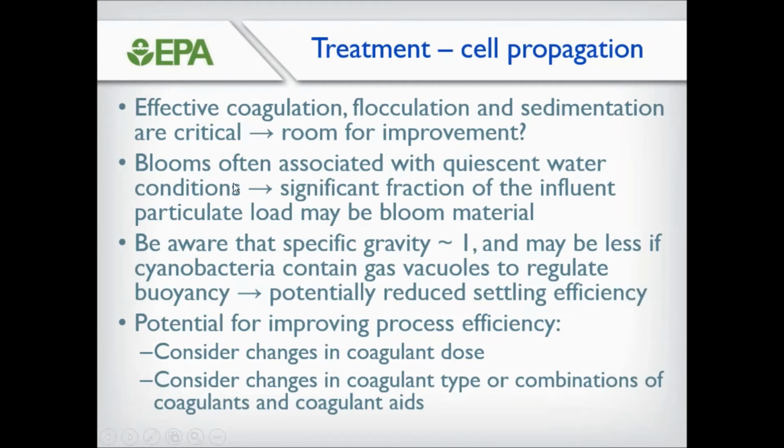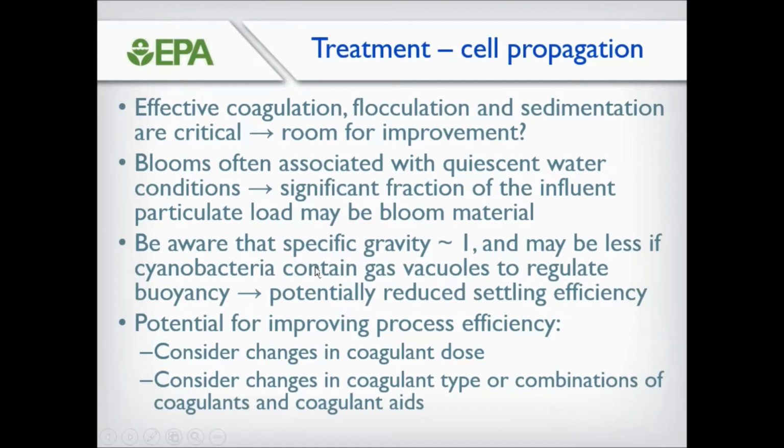One of the critical things to think about here is that blooms, when you have them, are often associated with quiescent water conditions, which means a significant fraction of the influent particulate load may be bloom material. So be aware in this case that the specific gravity of bloom material is somewhere in the neighborhood of 1. It's not terribly dense stuff. And it may be less than 1 if the cyanobacteria in question contain gas vacuoles that regulate the buoyancy.